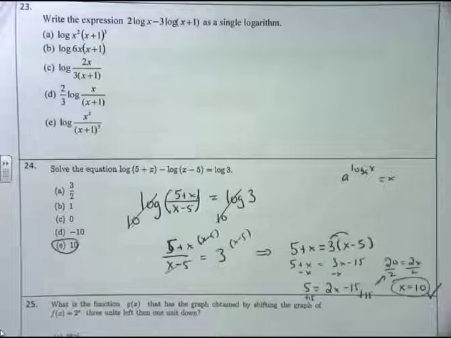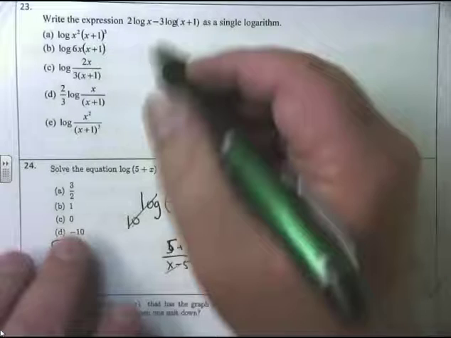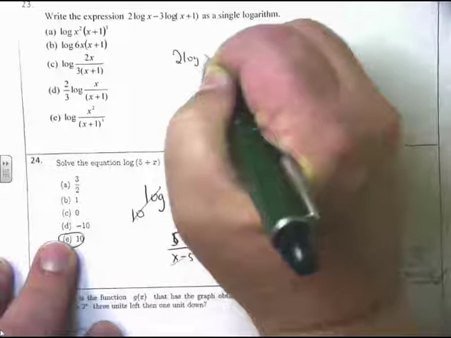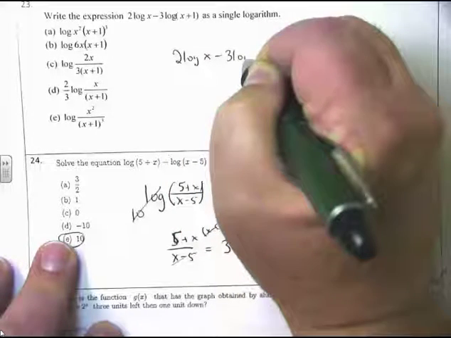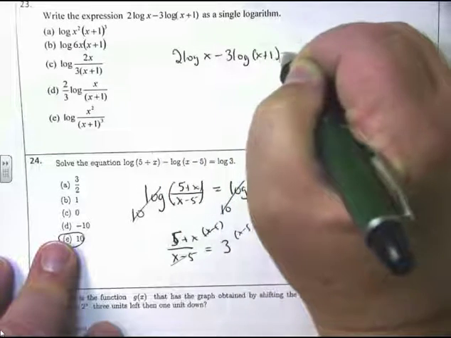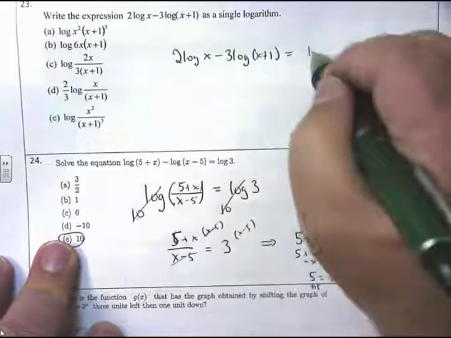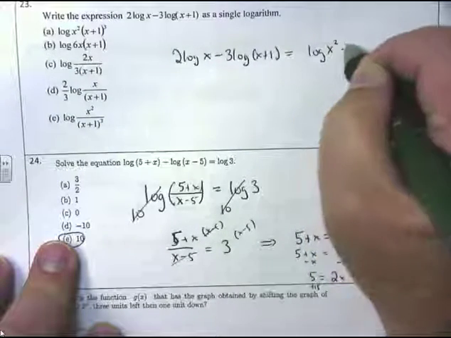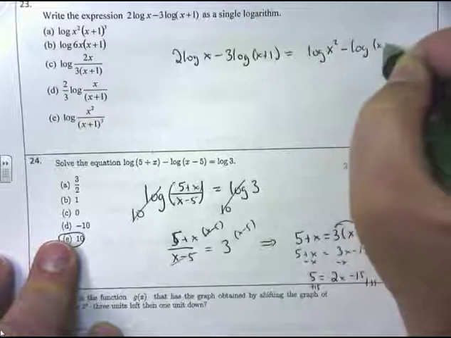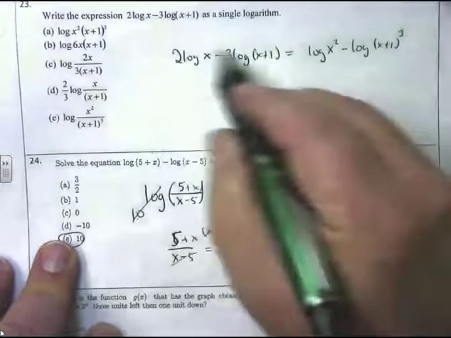But to be able to use my log properties by working backwards, addition turns back into multiplication, subtraction turns back into division, the coefficients in front of the logs have to be a 1. If you've got any number in front of the log, he has to go back where he came from, which is the exponents. So this 2 log of x minus 3 log of x plus 1 would be equal to, powers go back, this would be the log of x squared minus the log of x plus 1 cubed. The powers go back in the exponents.